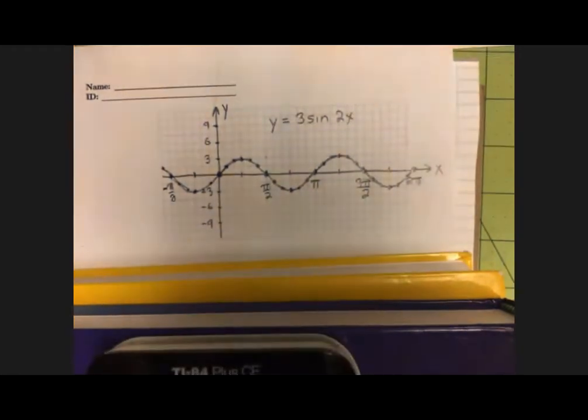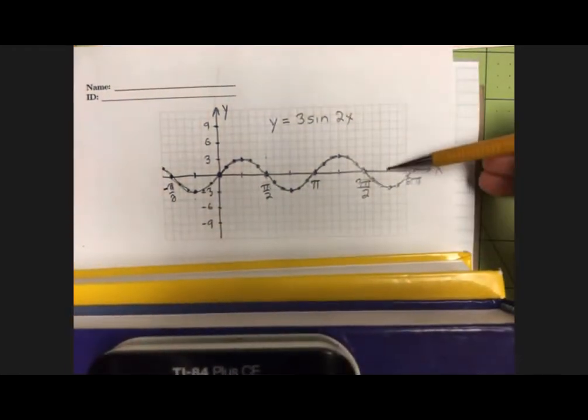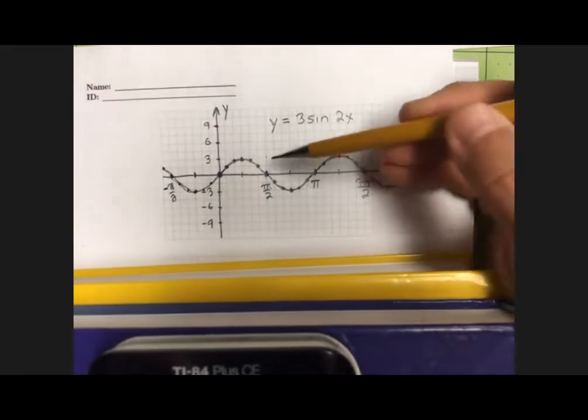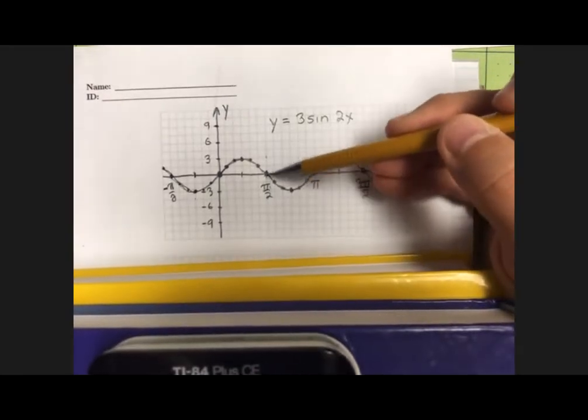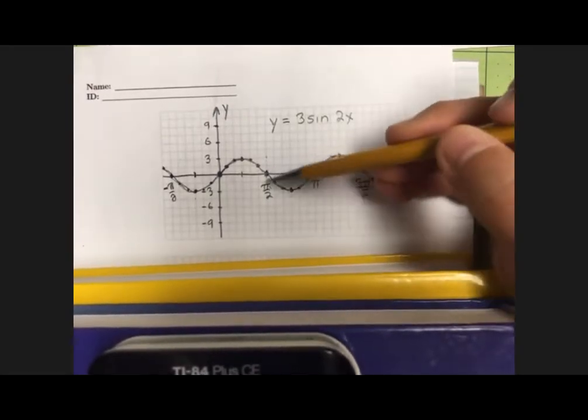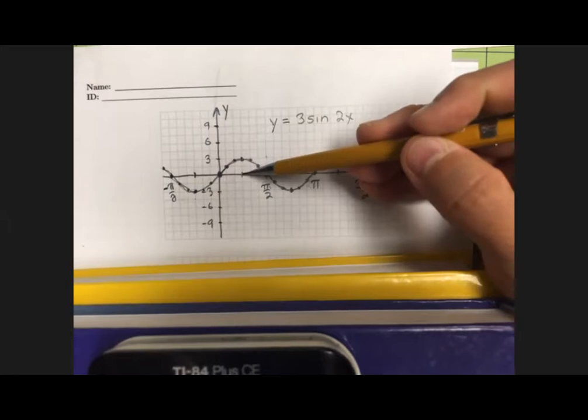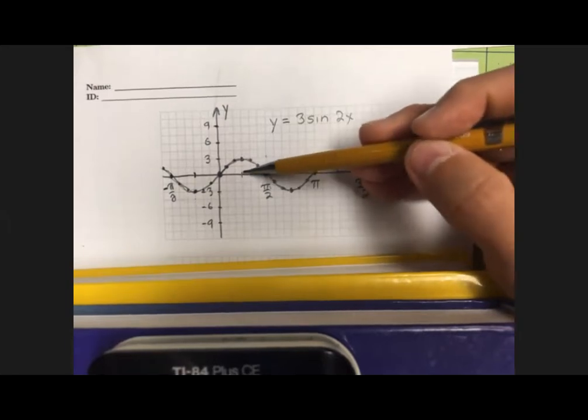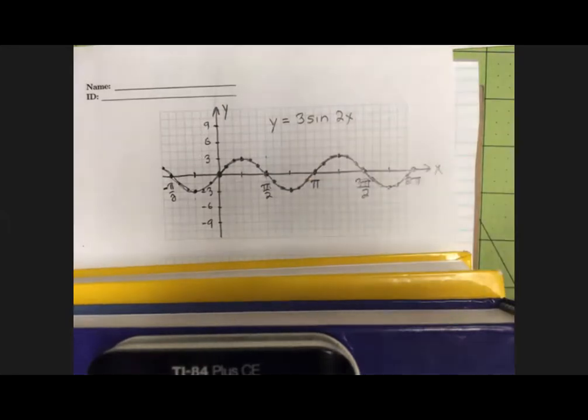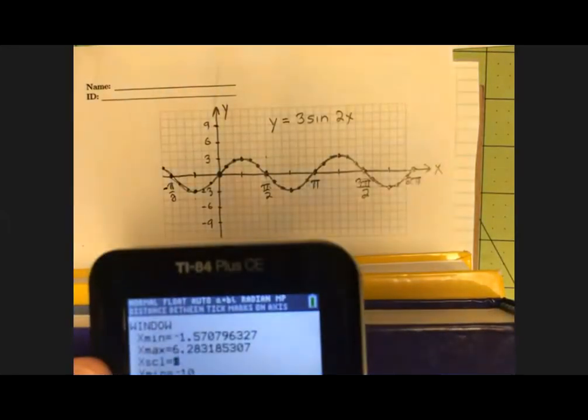How should I make my scale? Do I want to show every one of these tick marks that I've made? What are those tick marks worth? Well, here's pi over 2. Here's pi over 4, which is half of pi over 2. Why don't I put tick marks like I did on this paper here? Why don't I mark every pi over 4? Again, for my X scale, I just type in pi over 4.